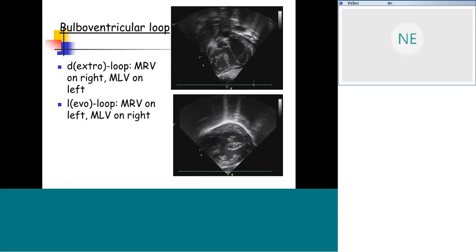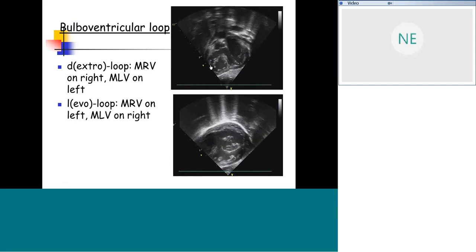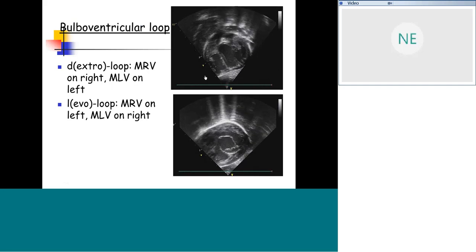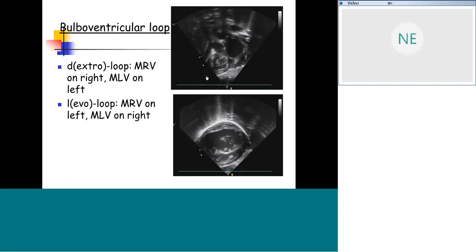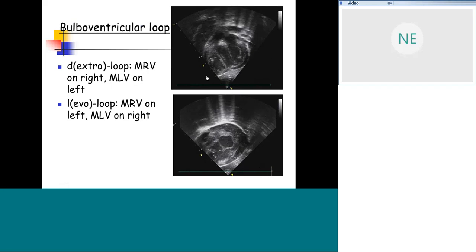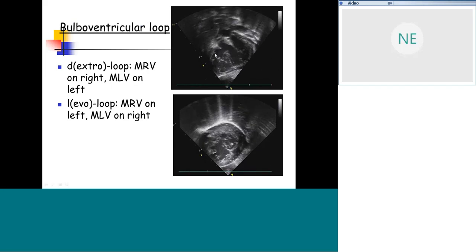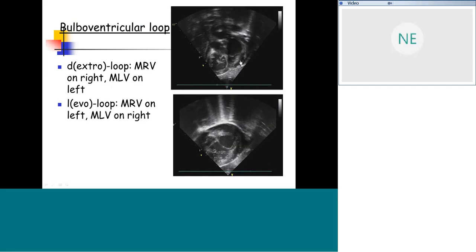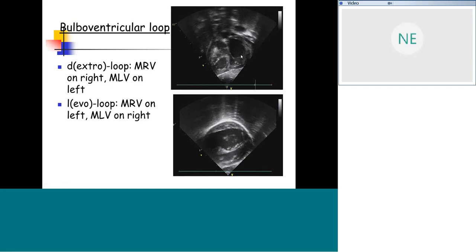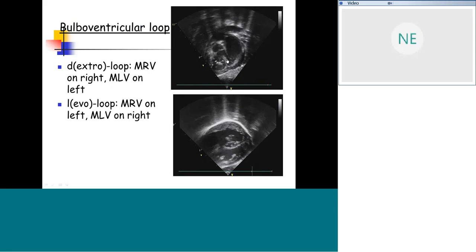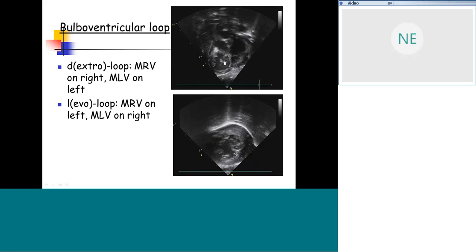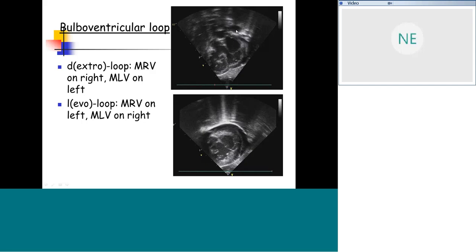Now coming to the second understanding which we had, about the looping of the ventricles. It's called bulboventricular looping based on its embryological origin. And here we can see that the right ventricle is to the right of the left ventricle. Very nicely, the tricuspid valve is on the right, the mitral valve is on the left, the smooth-walled ventricle is on the left. This is the dextro loop or the D-looped ventricles.